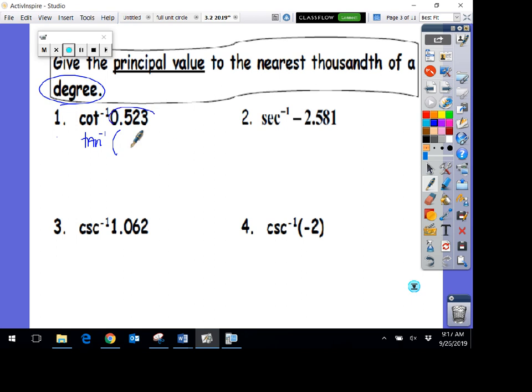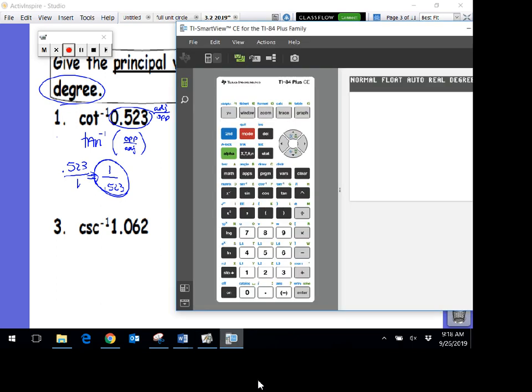So this would be adjacent over opposite. So this would be opposite over adjacent. It's the reciprocal. Or we can think the reciprocal of 0.523 over 1 is 1 over 0.523. So this is what we have to type in our calculator. Now, I don't do the inverse tangent when I'm on the unit circle, but I don't have a choice when I'm using my calculator. So I flip the sides, not the angle. So it's not 1 over the whole thing. It's just the sides that are the reciprocal.